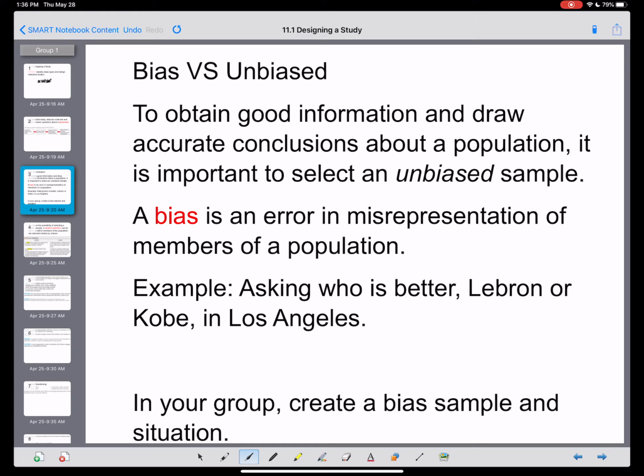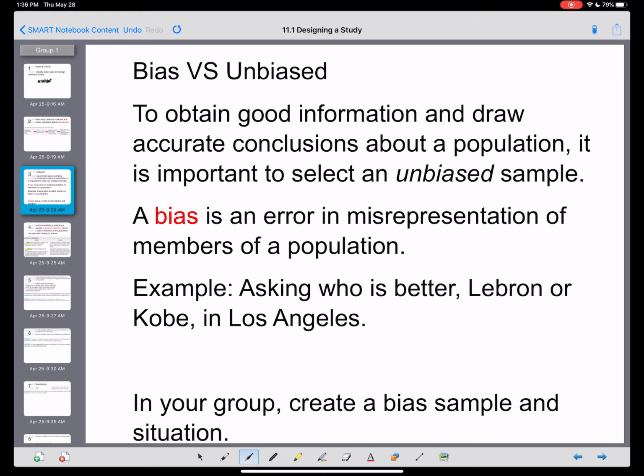Biased and unbiased. To obtain good information and draw accurate conclusions about a population, it is important to select an unbiased sample. A bias is an error and misrepresentation of members of a population. So a bias is something that can sway a person, like an opinion of something.